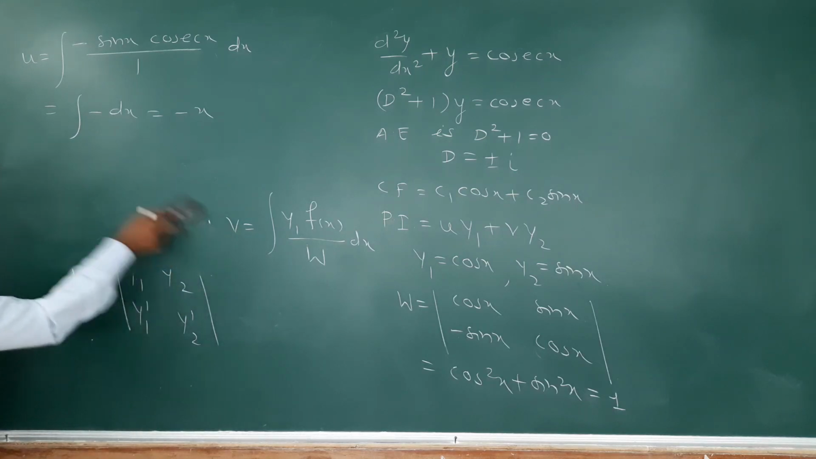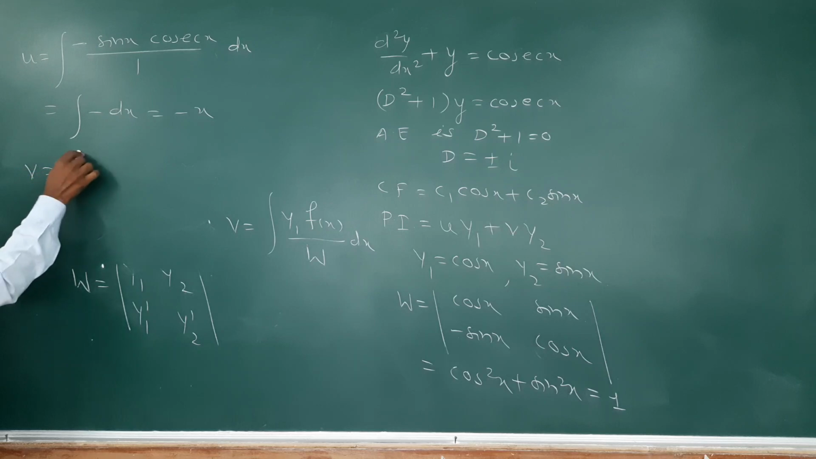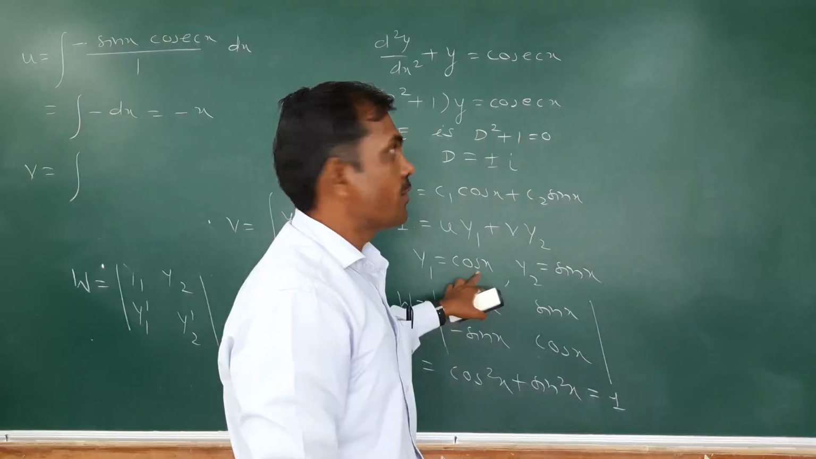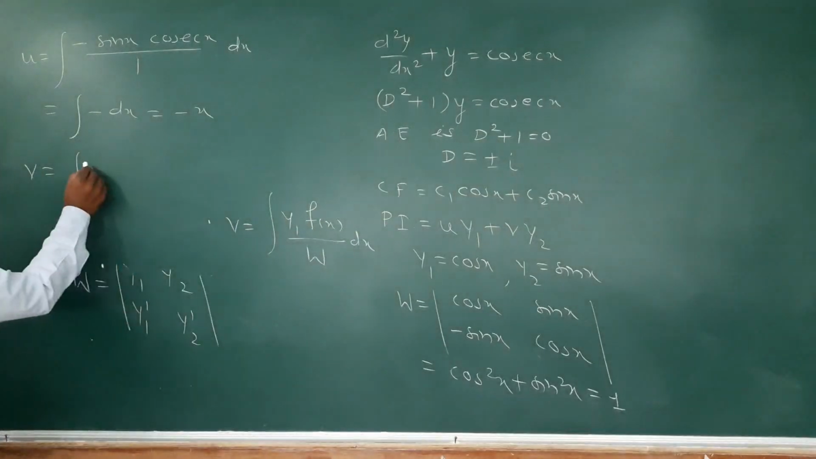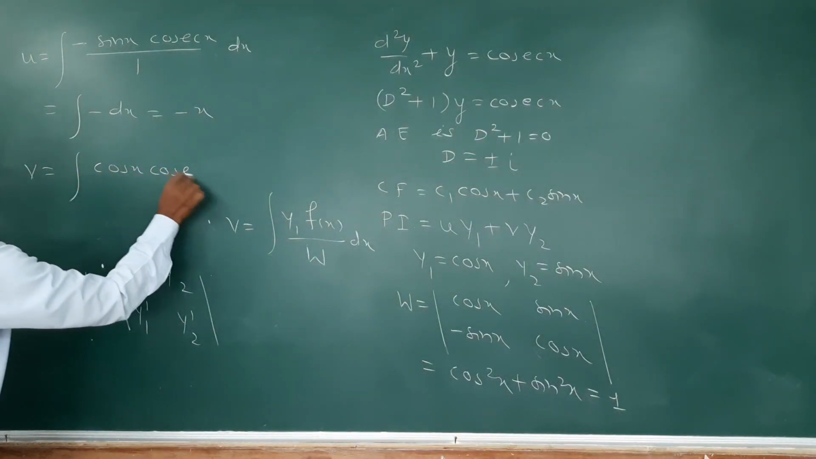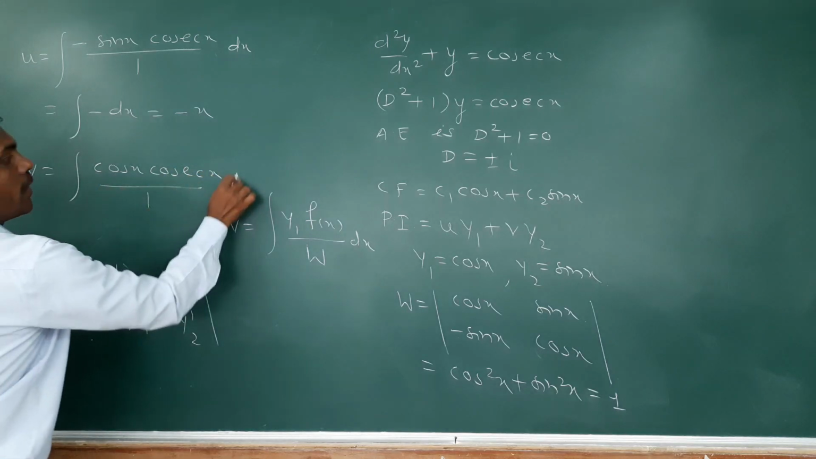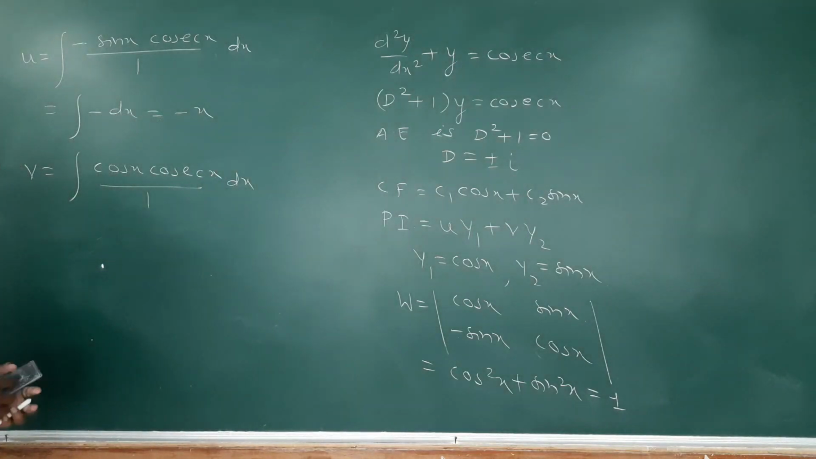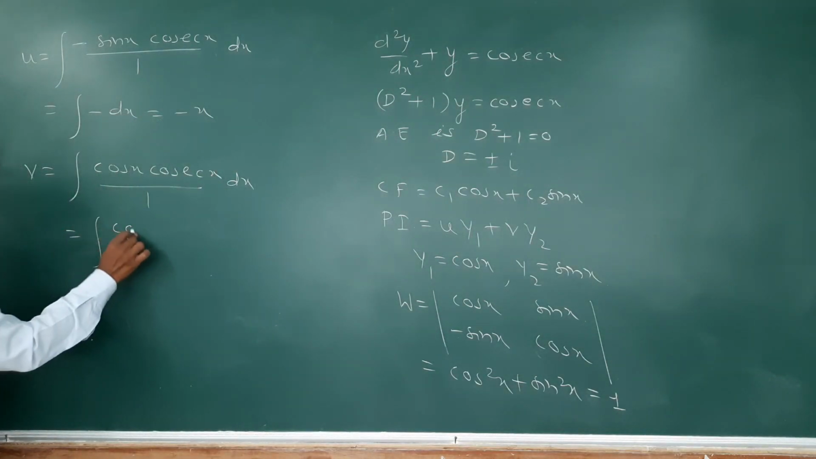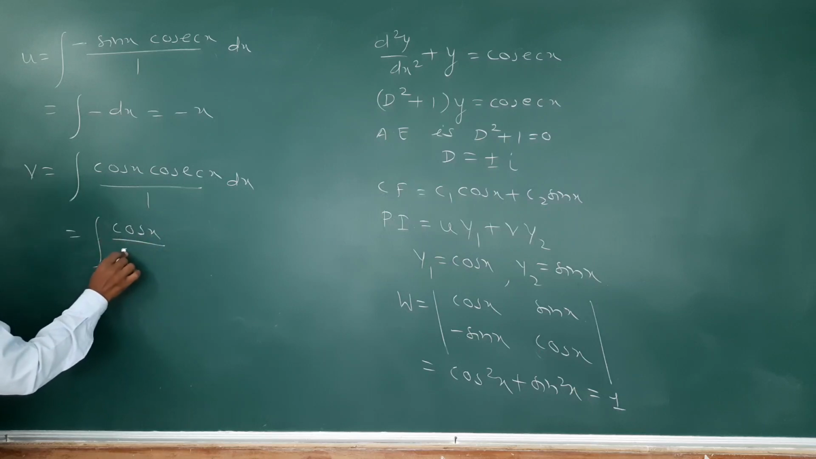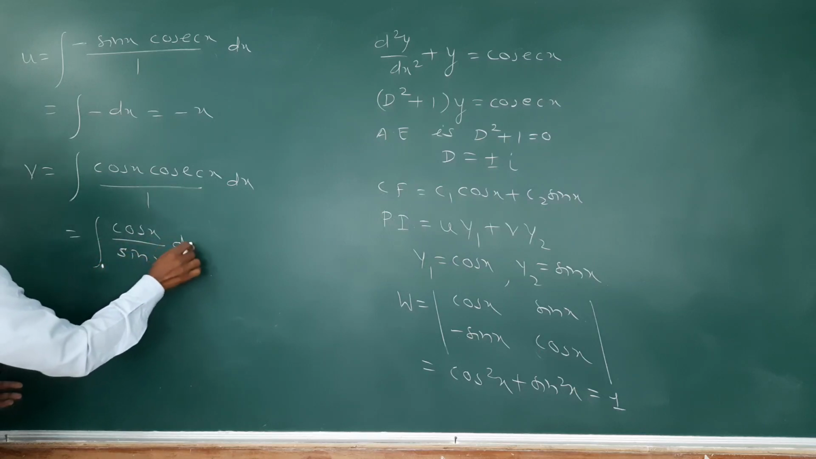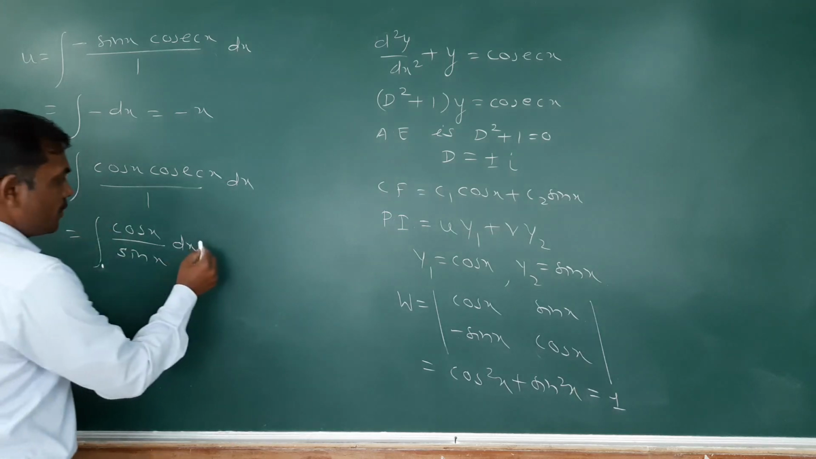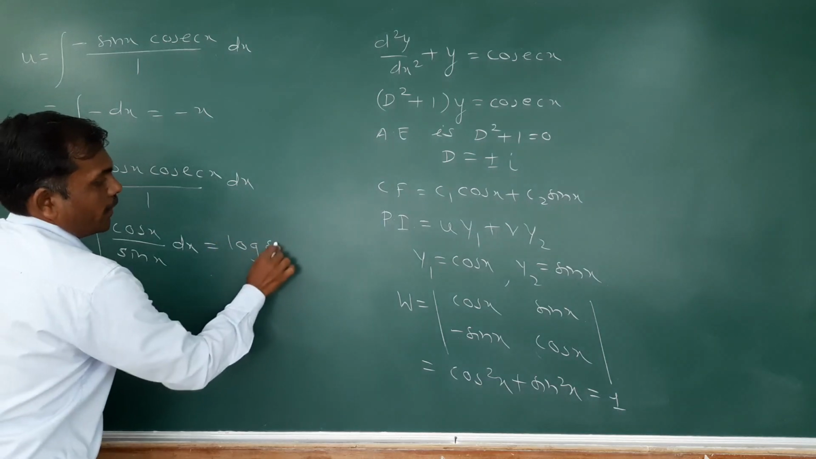Now do it for v. V is equal to integration of y1 f of x. y1 means cos x into cosec x. So here cos x into cosec x upon 1 dx. Now cosec x means 1 upon sin x. So here we can write integration of cos x upon sin x dx. Or you may write cot x. And your answer is log of sin x.